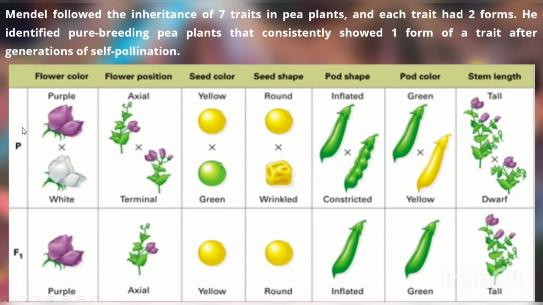So every time that he crossed these pure breeding plants, he came up with results such as when he crossed the pure breeding pea plant with purple color with a pure breeding plant with the white color, the offspring produces purple colors, and so on, just like what is flashed on the screen.